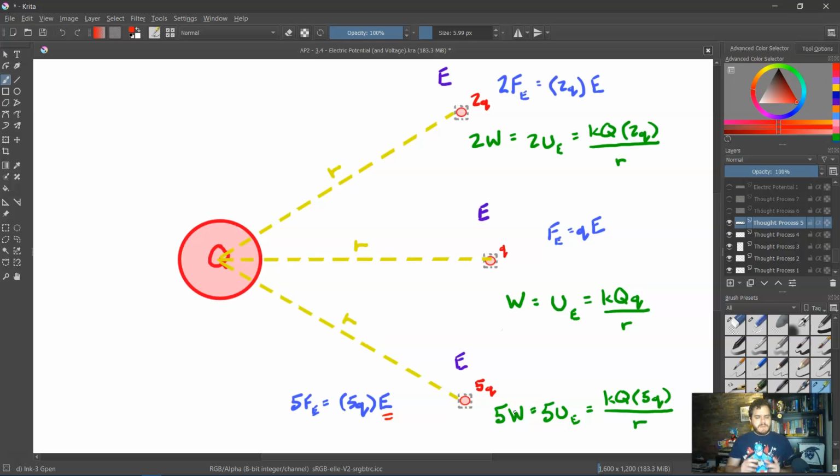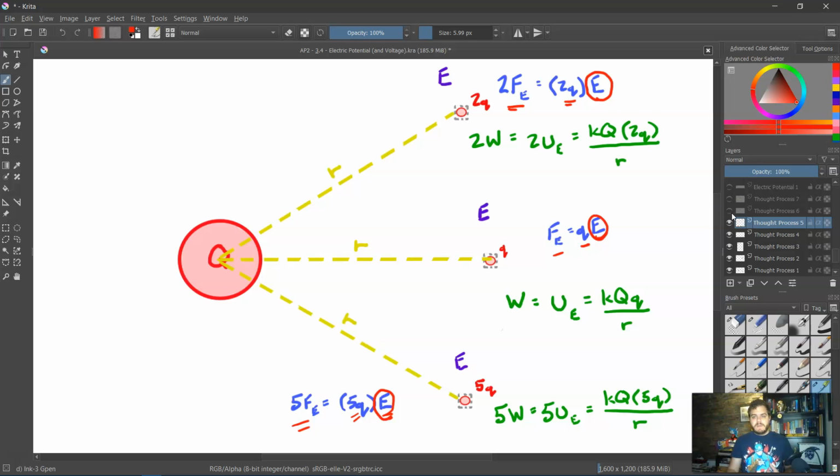But what we notice is, if I have double the force, that's because I have double the charge, but the same electric field. Here I had the same electric field, and here I had 5 times the force, 5 times the charge, but the same electric field. Well, is there some way I could apply this to the electric potential energies as well?